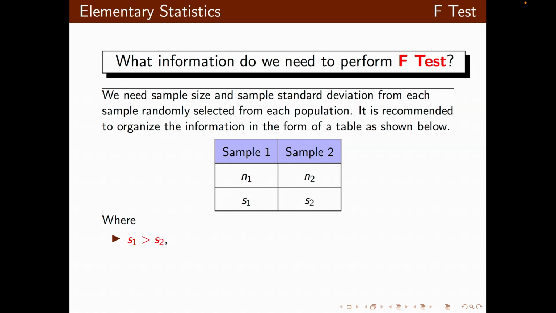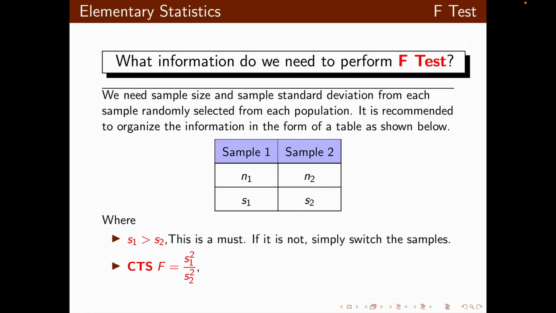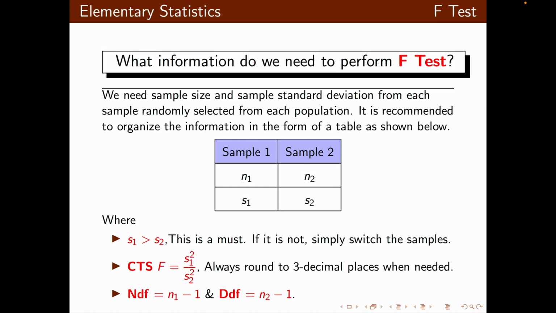Now, S1 has to be greater than S2. And if it's not, we simply switch the samples. The computed test statistic F is S1 squared divided by S2 squared. As usual, we round to 3 decimal places when needed. The numerator degrees of freedom will be N1 minus 1, and the denominator degrees of freedom will be N2 minus 1.